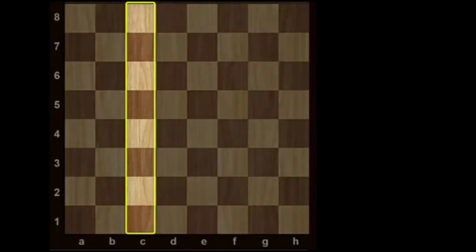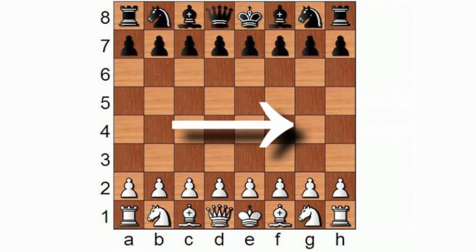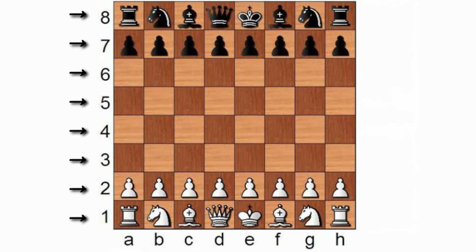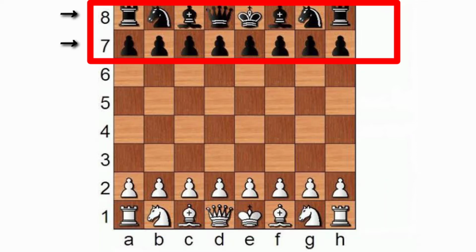Each column on a chessboard is called a file and each row is called a rank. Each column is assigned a letter from A on the left to H on the right. Each rank is assigned a number just like you see here. Remember, at the start of the game, all the white pieces are kept on rank 1 and 2 and all the black pieces are kept on rank 7 and 8.